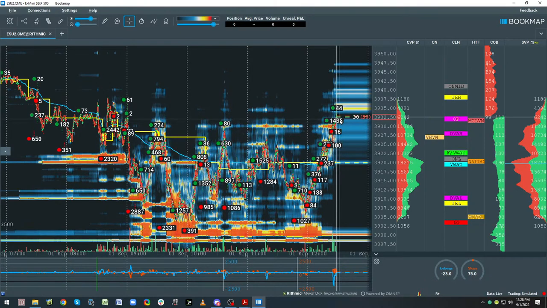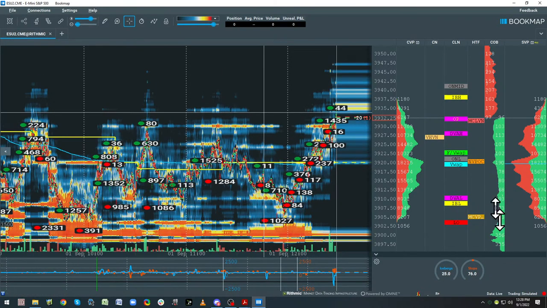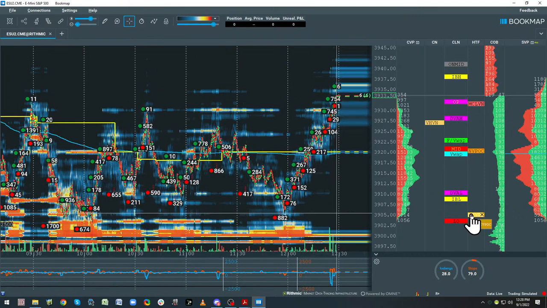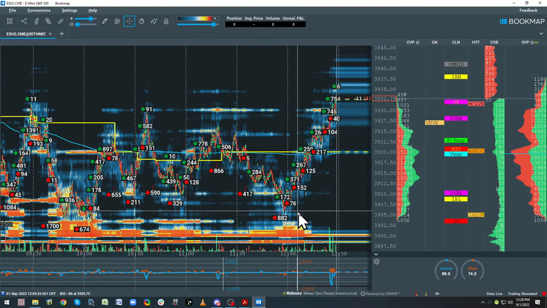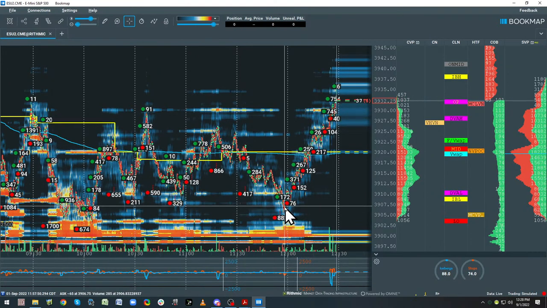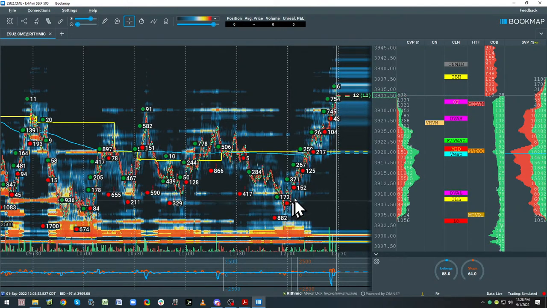That's all those shorts are just sitting there. Why would you stay short? Question. Why would you stay short? I can't imagine. Now, get long, different conversation, right?